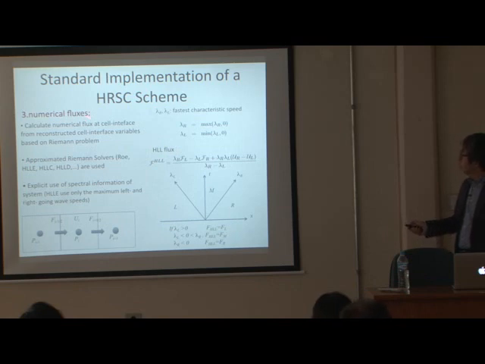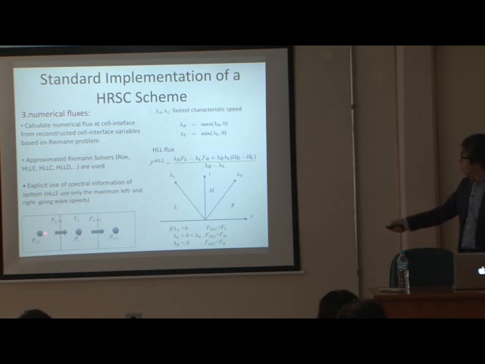Next, we can calculate the numerical flux. After reconstructing the physical information from the cell center to the cell interface, we calculate the numerical flux at the cell interface position from the reconstructed values based on the Riemann problem. Mostly we use an approximate Riemann solver, such as the Roe, HLL, HLLC or HLLD flux. This uses the spectral information of the system, only the maximum left and right going wave speeds.